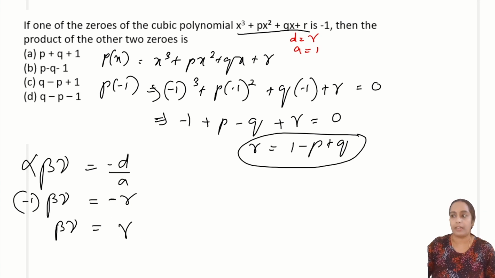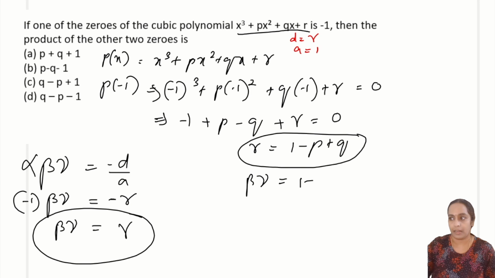What is r, which I've already found? Beta, gamma is the same as r, which is 1 minus p plus q. So where is 1 minus p plus q? It is option C. Option C is the correct answer.